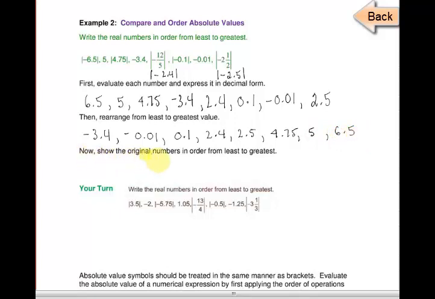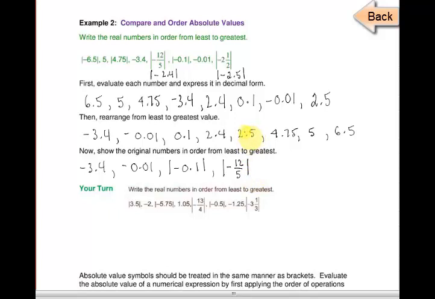So now we want to show the original numbers in order from least to greatest. Negative 3.4 was already negative 3.4, and negative 0.01 was already negative 0.01. The 0.1 we got from the absolute value of negative 0.1, so that's what we're going to put here. And then our next number is 2.4, which we got from the absolute value of negative 12 over 5. So we'll put that next.